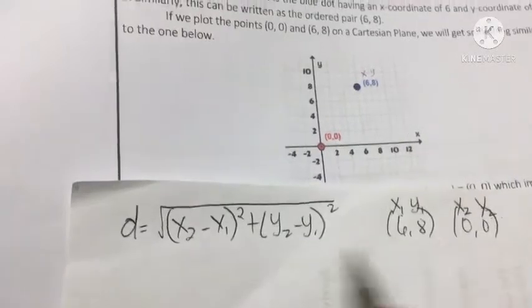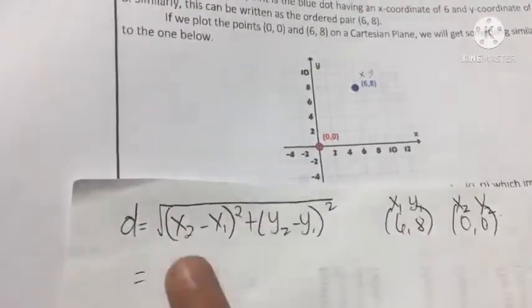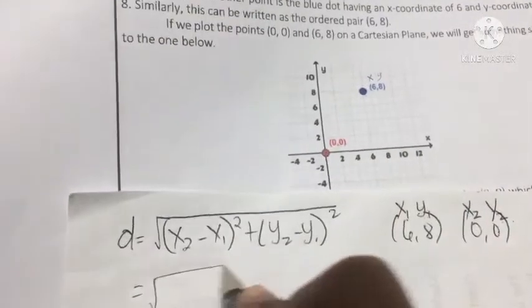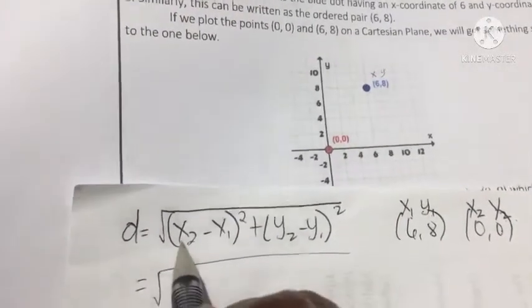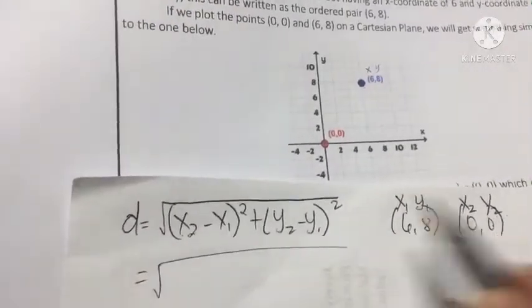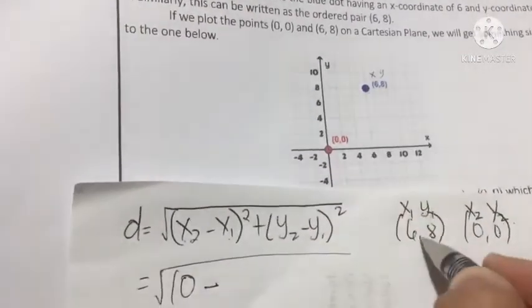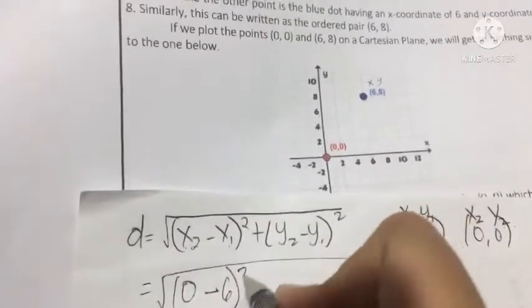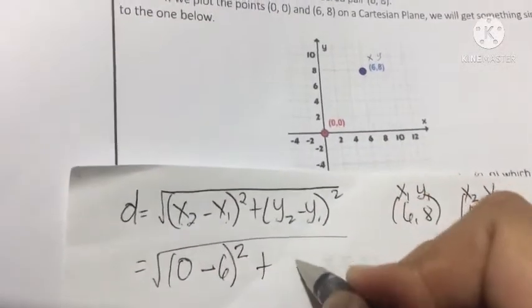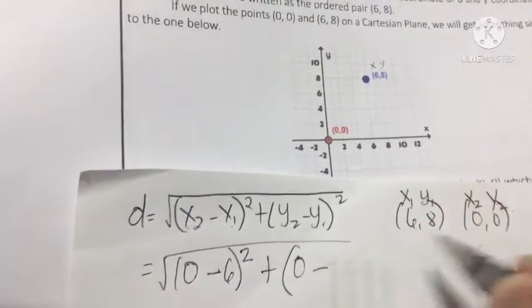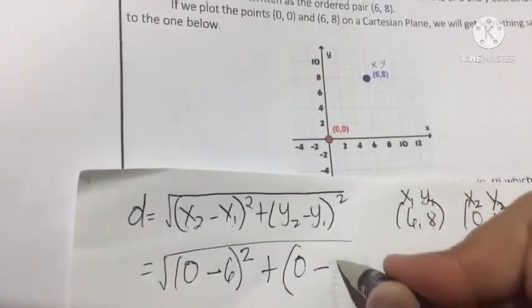Substitution lang. Isa-substitute lang natin. So, we have here the distance formula. Ito yung ating formula ng distance natin. So, square. So, ano yung x sub 2 natin? Ang x sub 2 natin is 0 minus, what is x sub 1? 6. Then, put squared. Plus, y sub 2 natin is 0 minus y sub 1 natin is 8.